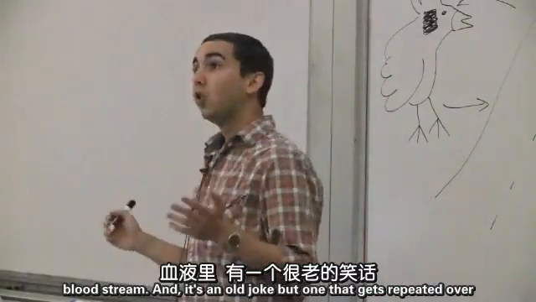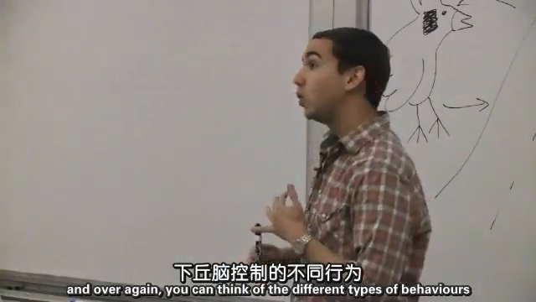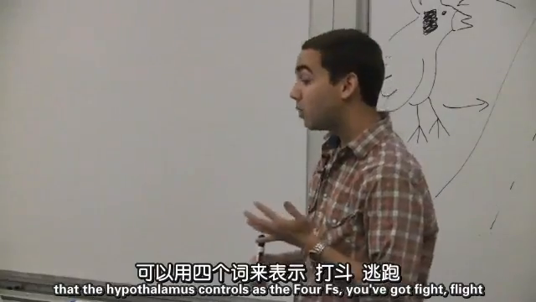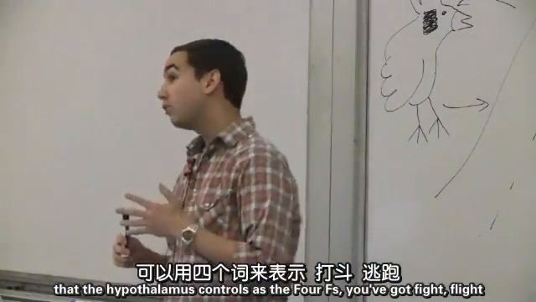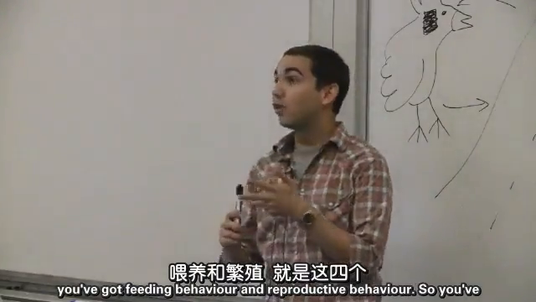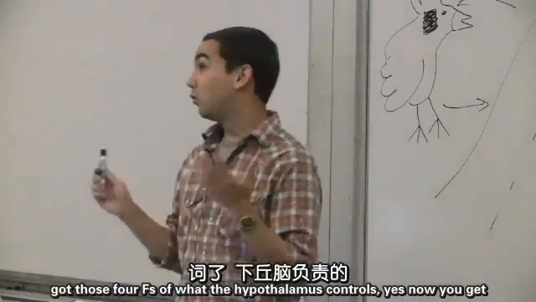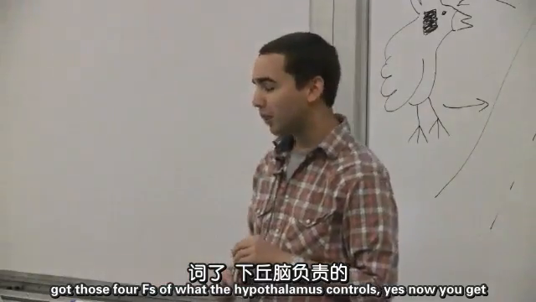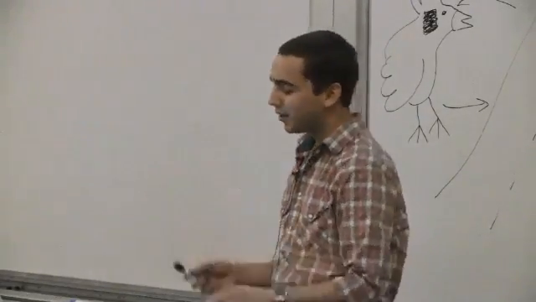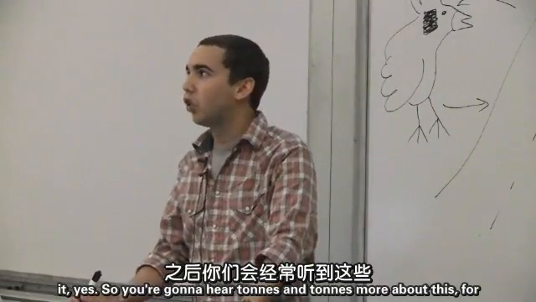And it's an old joke, but one that gets repeated over and over again. You can think of the different types of behaviors that the hypothalamus controls as 4 Fs. You've got fight, you've got flight, you've got feeding behavior, and reproductive behavior. So you've got those 4 Fs of what the hypothalamus controls. Yes, now you get it. So you're going to hear tons and tons more about this.